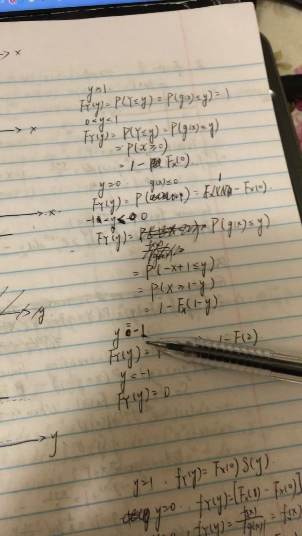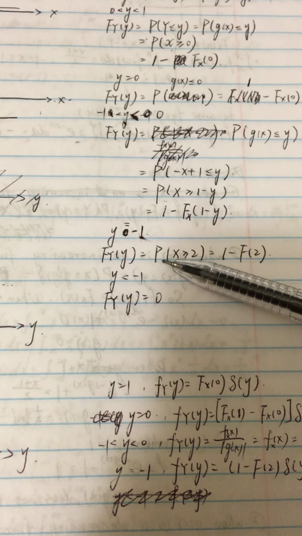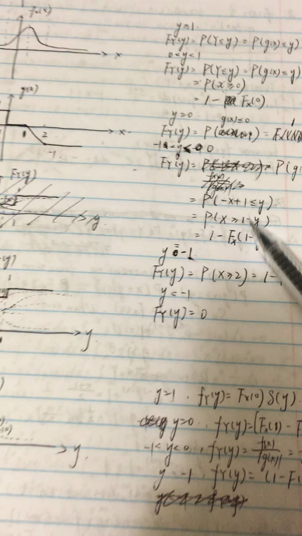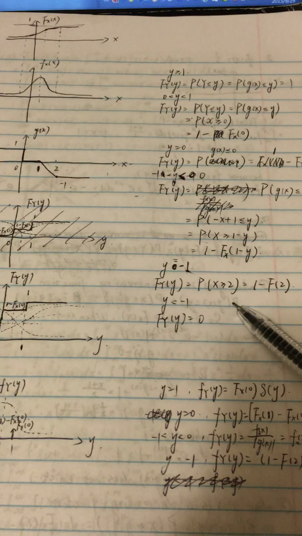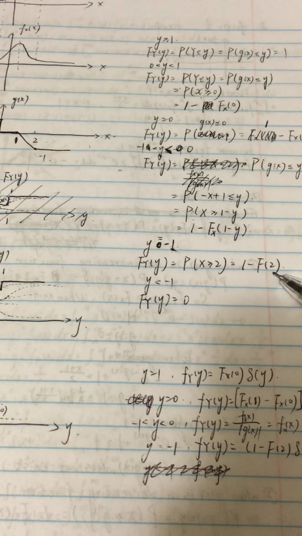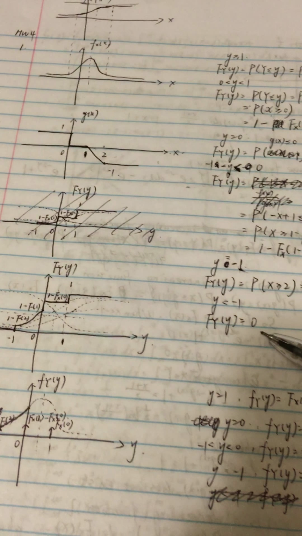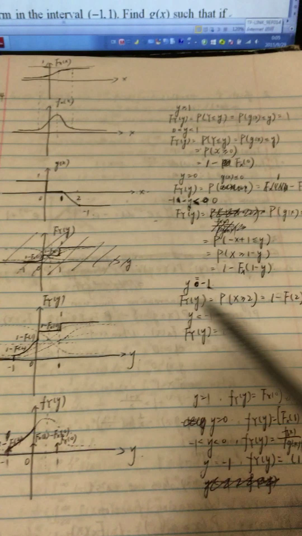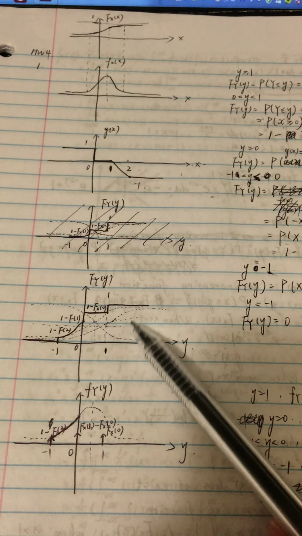Okay, the last point, y is equal to minus 1. Capital Fy is equal to the probability of x is greater than or equal to 2, which means 1 minus Fx of 2. And when y is less than minus 1, obviously it is 0. So, based on the expression here, we could draw the diagram of capital Fy like this.